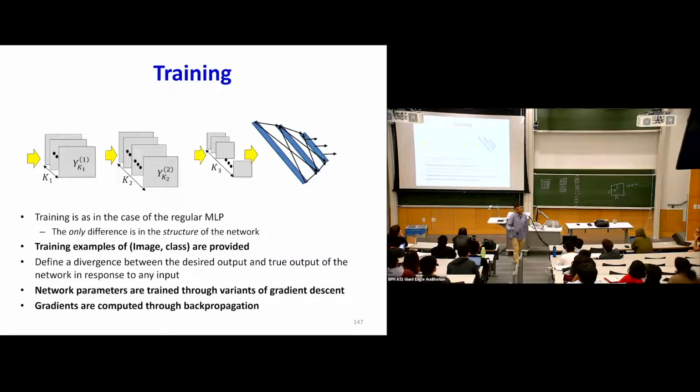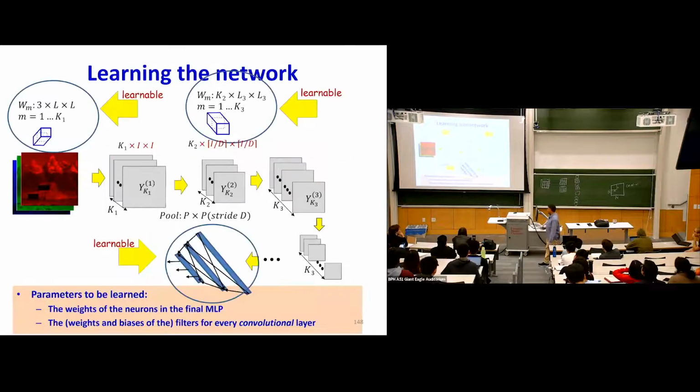You have this entire collection, right? And this training is very similar to a regular MLP. The only difference is in the structure of the network. You're going to provide, as before, examples of training data where each instance is an image and the corresponding class. You're going to define a divergence between the desired output and the true output. And the network parameters are trained through variants of gradient descent, where gradients are computed using backprop. So here are all the parameters that are learnable: the filter parameters and the parameters of the final MLP itself.